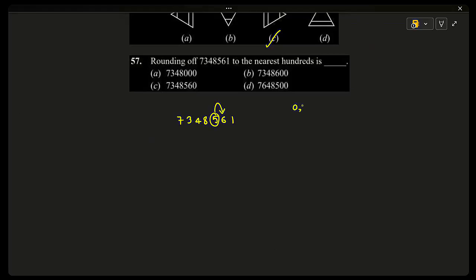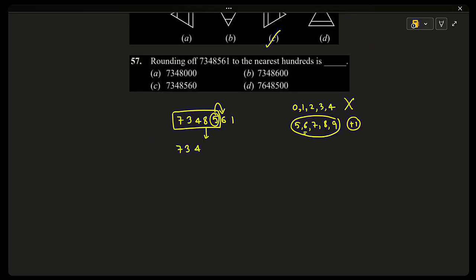If the next digit is among 0, 1, 2, 3, 4, there is no need of any change. But if the next digit is among 5, 6, 7, 8, 9, we have to do +1 for the previous part. So here 6 is the next digit. So 6 is in this group, so we have to do +1. This number we have to add 1.